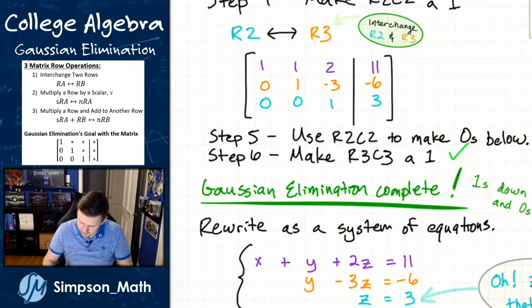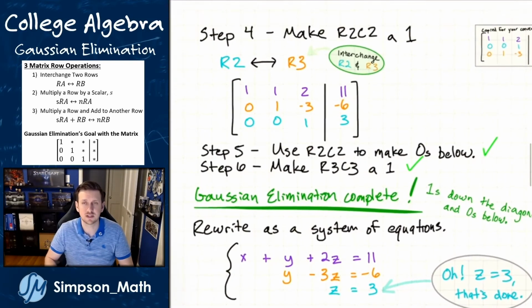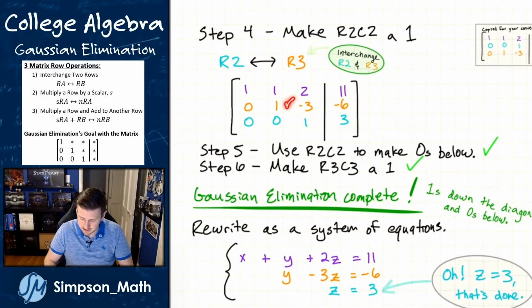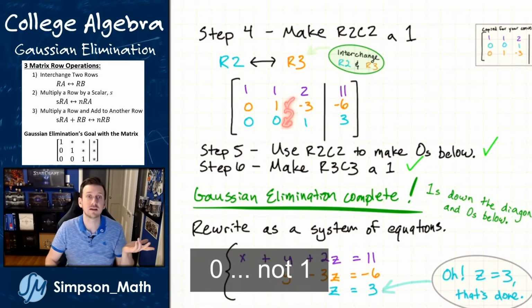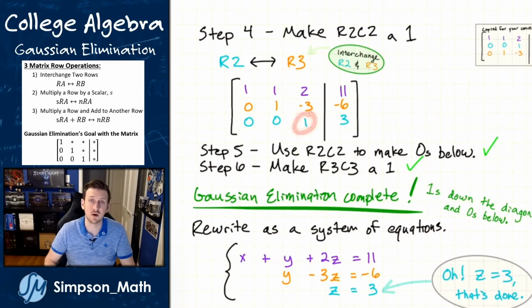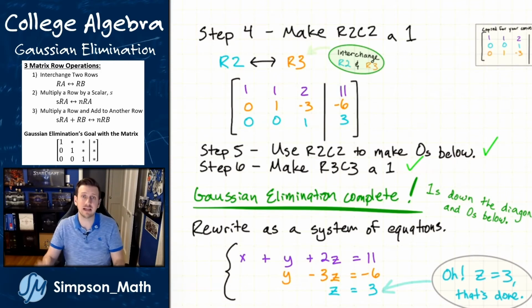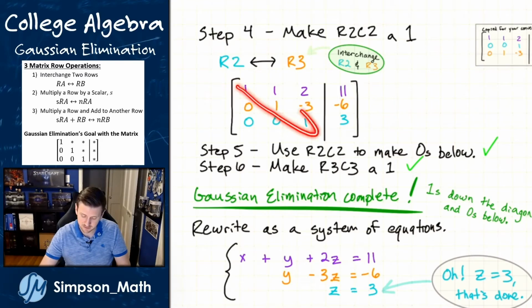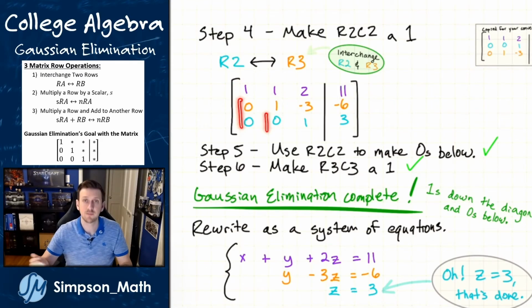All right, so now my goal was to make that be a 1. And oh, look, it is. Yay me. My next step is to use R2C2 to make 0s below. So use this to make 0s beneath it. Lucky stars, it's already a 1. Now I need to move on and make row 3, column 3 be a 1. By luck, it also already is. So I've actually already completed Gaussian elimination. When you have 1s on the main diagonal and 0s beneath it, you've completed Gaussian elimination.